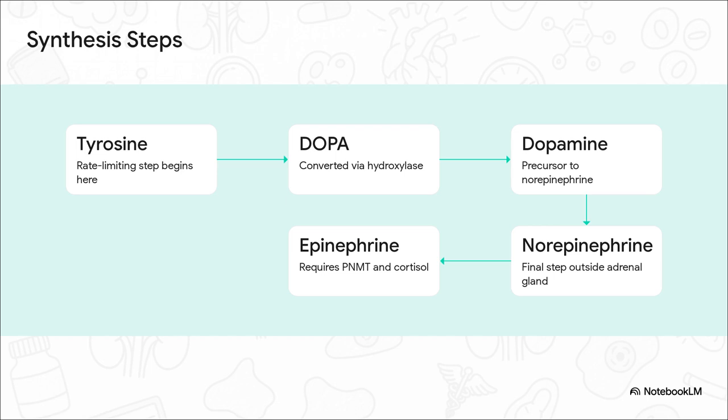So how's it made? We start with tyrosine. Converting that to dopa via the enzyme tyrosine hydroxylase is our rate-limiting step. From dopa, we get dopamine and then norepinephrine. But here's the crucial part. That final jump to epinephrine requires an enzyme called PNMT. And PNMT is uniquely stimulated by the high local concentrations of cortisol that drain directly down from the adjacent adrenal cortex.